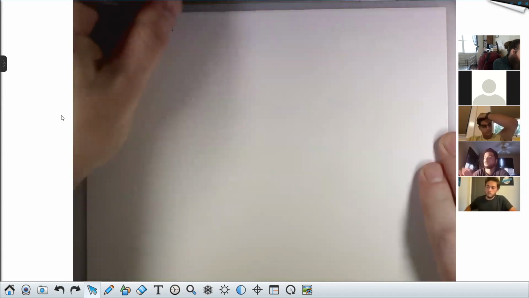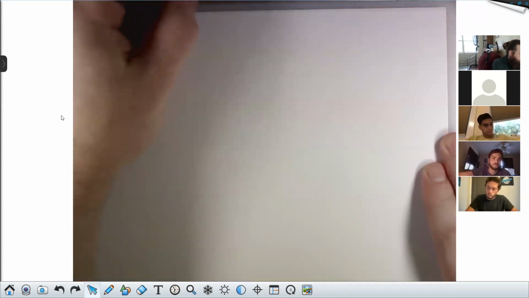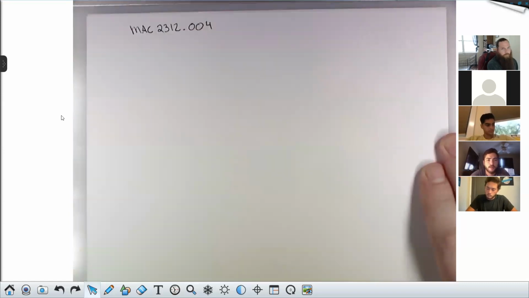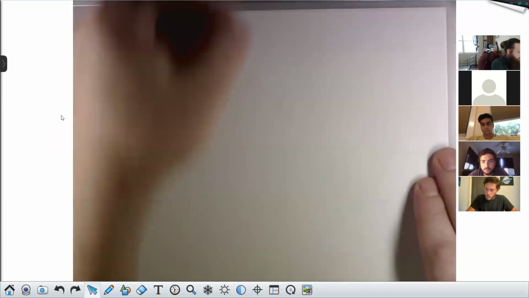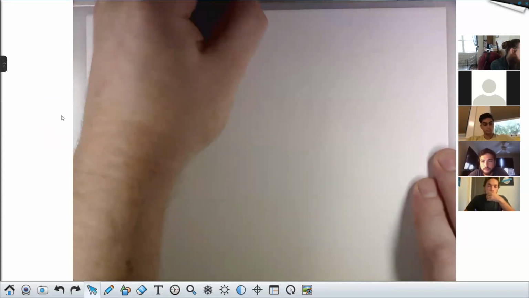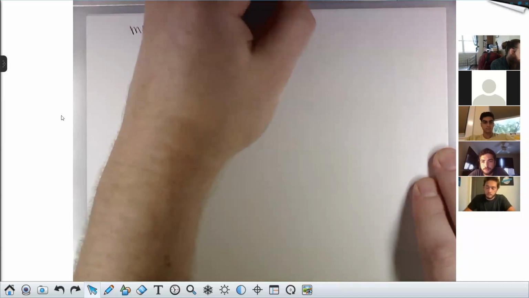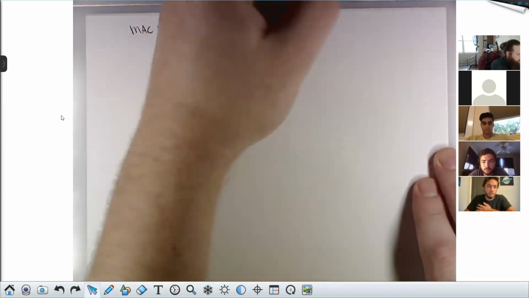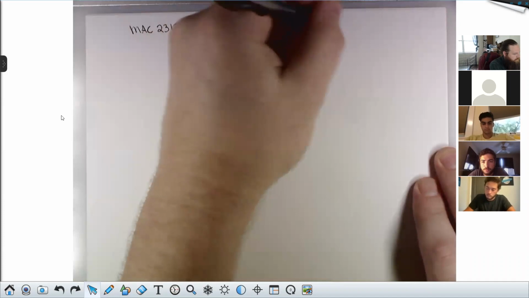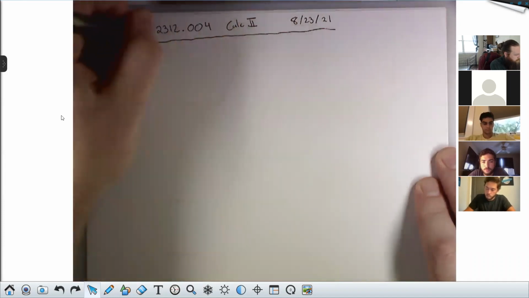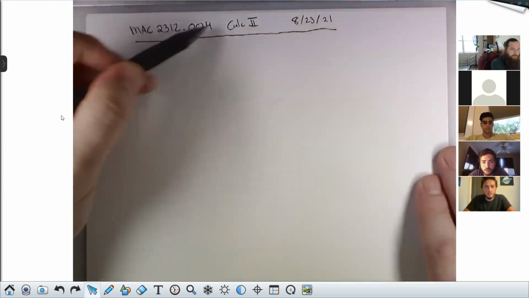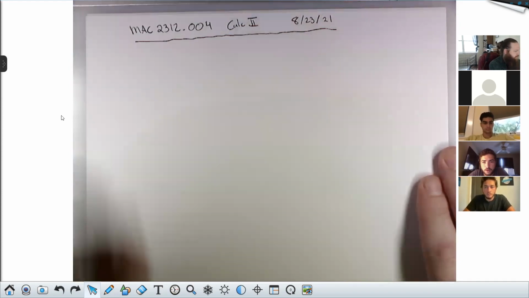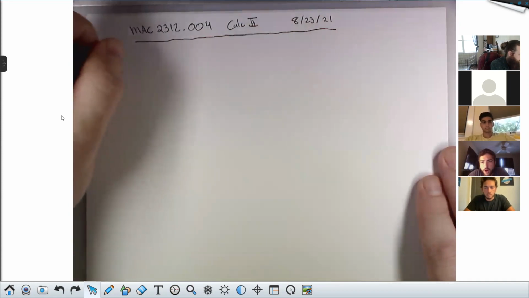So this is MAC2312. Actually, go ahead and put this in. The section is 004. That's something that you're going to want to know. This is Calc 2. And today is the 23rd of August. The section number 004 is something that's a unique identifier for this class that you'll need at different times throughout the semester. So I suggest you remember that.